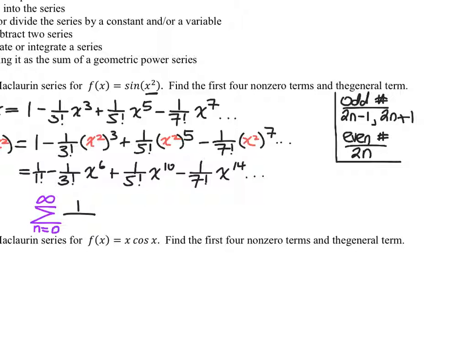2n plus 1. So we have 2n plus 1 factorial. All right. So you plug in a 0, you get a 1. You plug in a 1, you get a 3. You plug in a 2, you get a 5. You plug in a 3, you get a 7, and so on. So we're good. We got that.